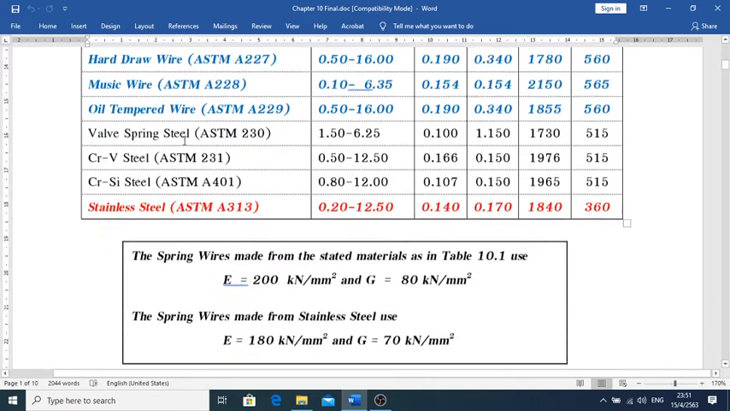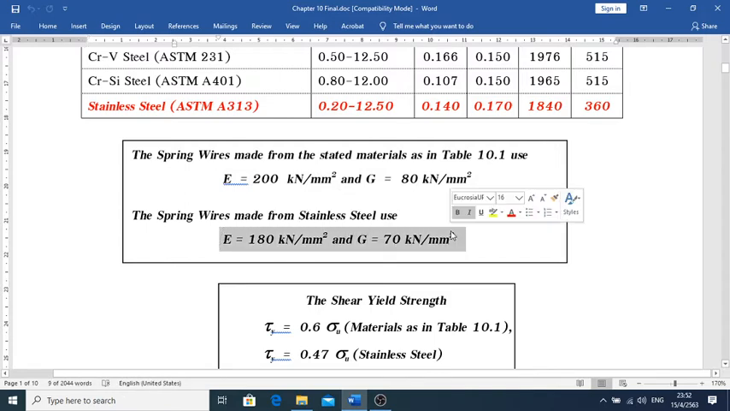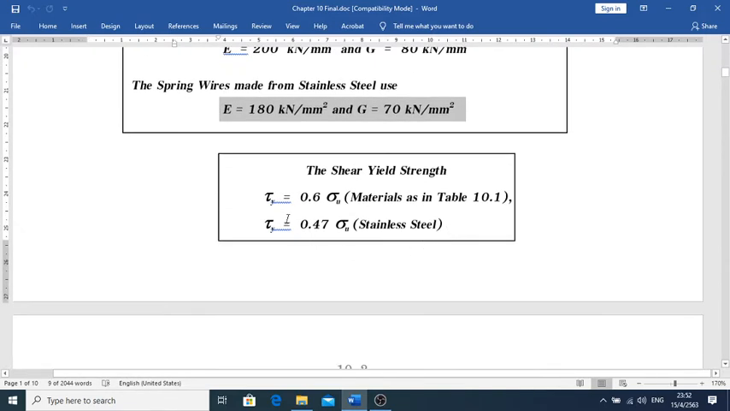Okay, so if we have those, we can determine the E term, the Young's modulus, and the G term in the table. For the stainless steel, we have an E term and a G term respectively. And then for the tau sub y, in Table 10.1, for the stainless steel, we have a tau sub y of 0.47 of sigma u respectively.